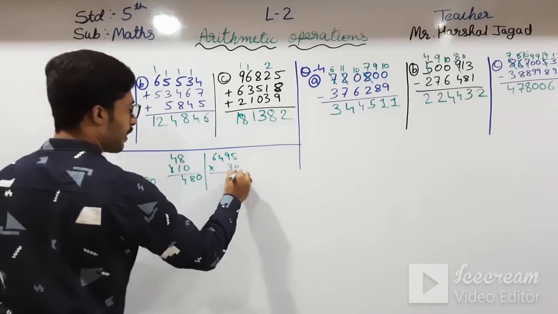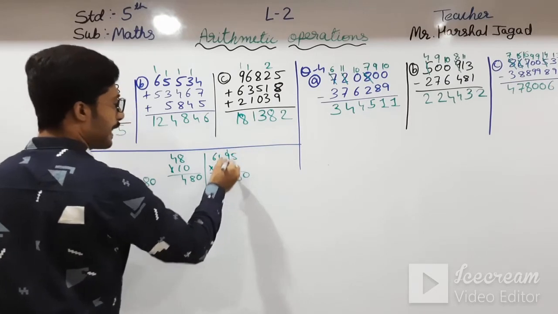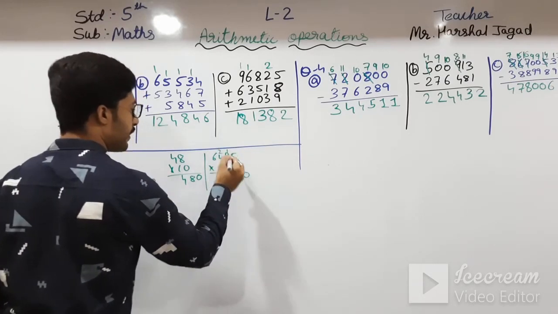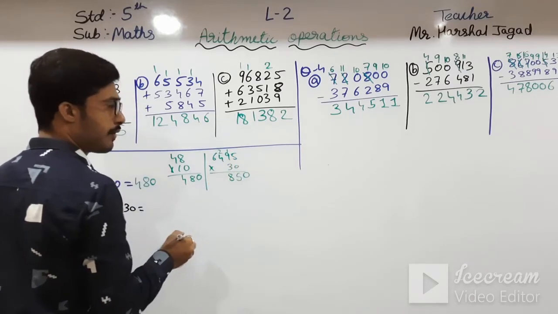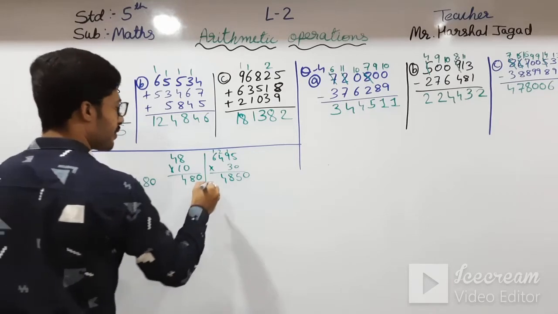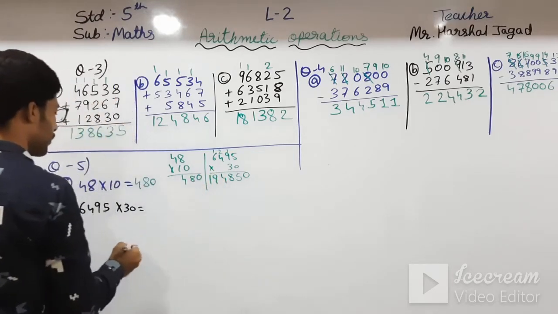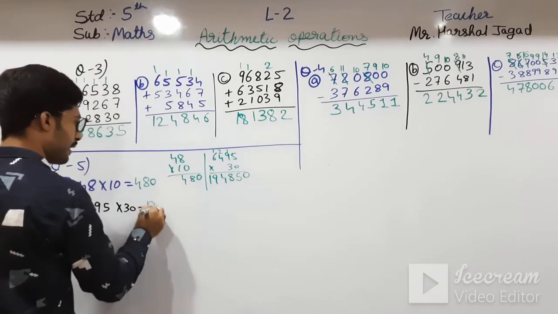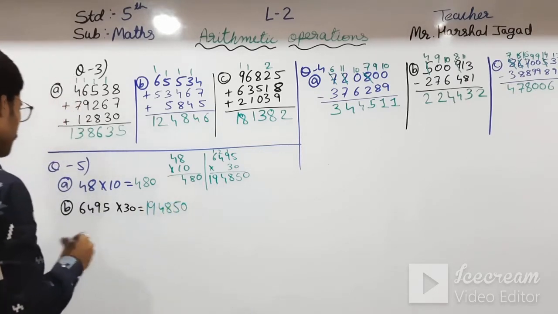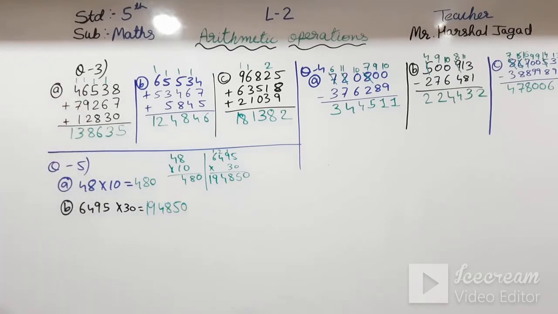5 3s are 15. 9 3s are 27 plus 1, 28. 4 3s are 12. 12 plus 2, 14. 6 3s are 18 plus 1, 19. So our answer is 194,850. Okay students. Now going towards C.